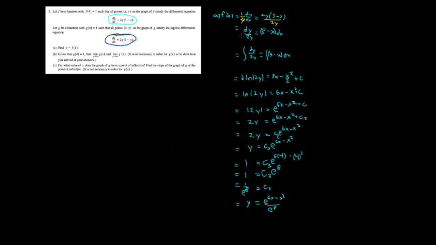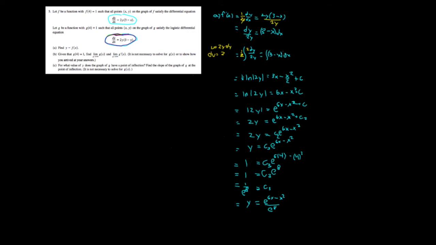Then we're trying to find y. So you have to take the integral of both sides since we have a dy and dx, and to take the integral of dy over 2y, you have to do a u sub. So u equals 2y and du equals 2 dy. So we need to add a 2 in here and a 1/2 out here.